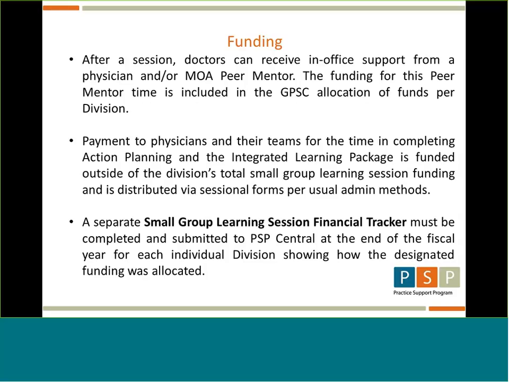A small group learning session financial tracker must be completed and submitted to PSP Central at the end of each fiscal year for each division, showing how the money has been allocated. So again, this is going to be included in the appendix of the manual. This tracker has been reviewed by several regional support team members and has been updated since the last rollout of the small group learning sessions, and hopefully is much easier to use this time around.